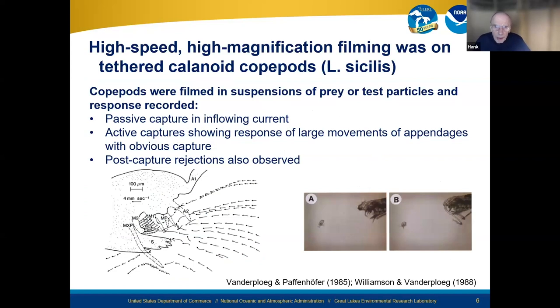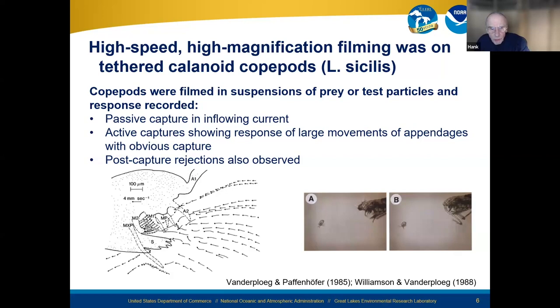To get at the mechanisms, I worked with Gus Pfaffenhofer at Skidaway Institute of Oceanography, and we made the first high-speed, high-magnification films on tethered calanoid copepods, namely our favorite study specimen, Leptodiaptomus sicilis. Here is a plot of the current field around the zooplankton, a current field going directly into the mouthparts, and then there's a current field below the animal. Anything on a direct line to the animal was captured passively without any apparent attempts for capture. When they were outside of the capture field, the copepods sensed them and used coordinated flaps of these appendages to bring them in.